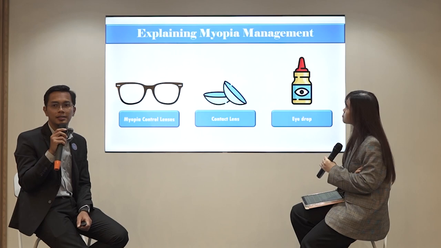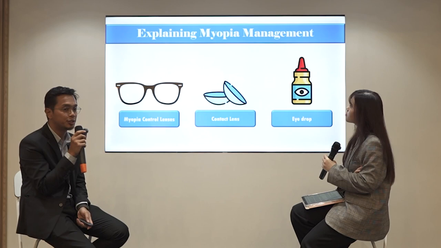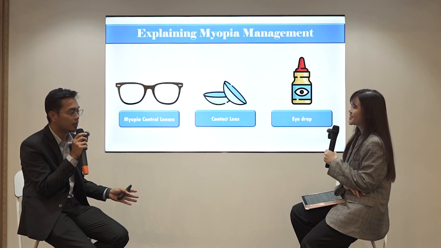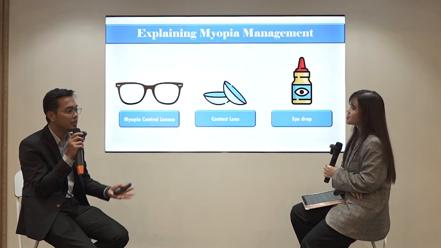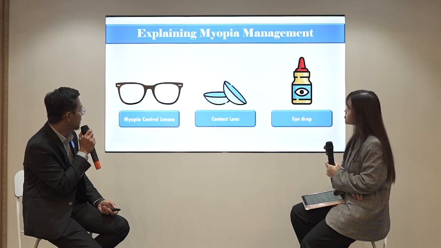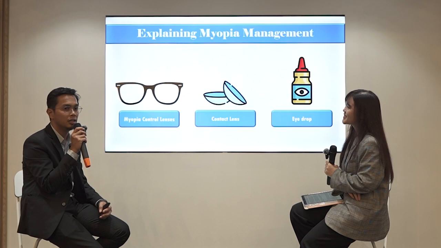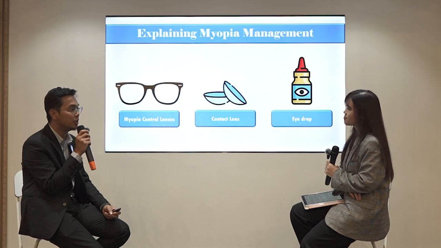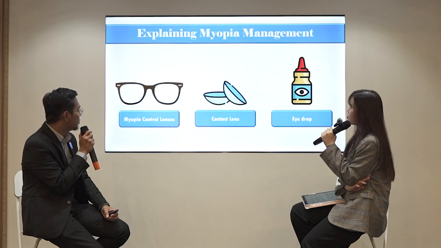Okay. So these are the options available. You have myopia control lenses. This is the easiest way, because it's not invasive. You can find it quite easily in an optical shop or optometrist practice. And it also has multiple designs. Myopia control lenses have evolved already. A lot of designs, a lot of new innovation happened in the past few years, especially after the pandemic. So you can find out more in our outlets.